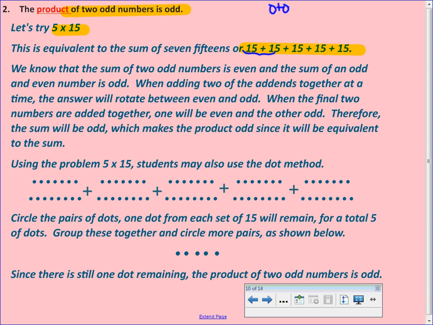Odd plus an odd is even. So odd plus odd would give me even. But now I have to add an odd. So what's an even plus an odd? What was my rule? Odd. But now I'm adding another odd. So what's my rule? Odd plus odd is even. What's even plus an odd? Even plus an odd is odd. So my product is odd.